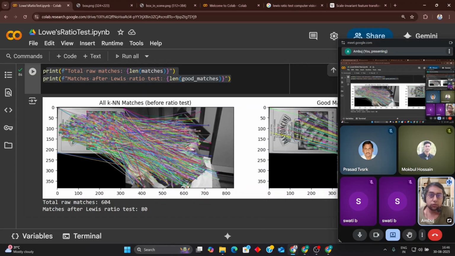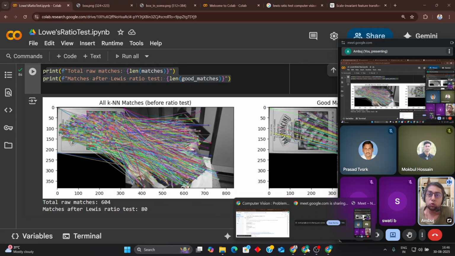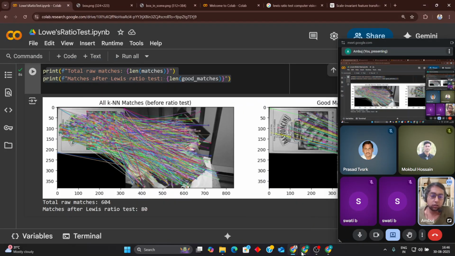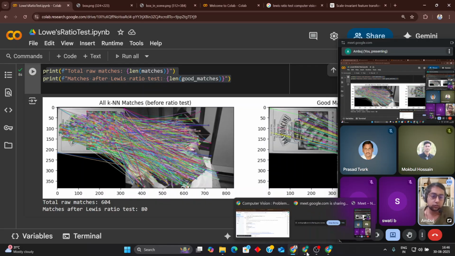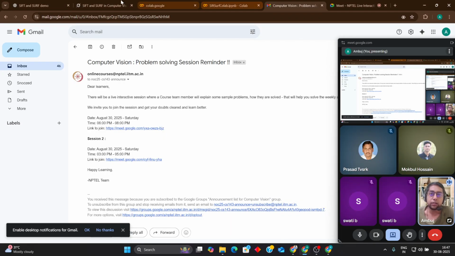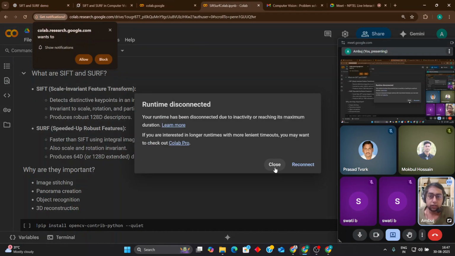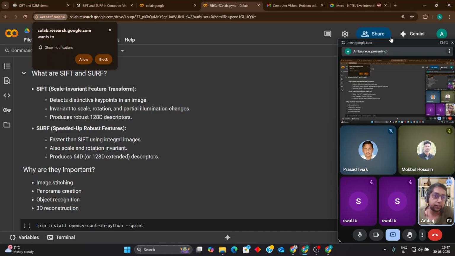Let me just move forward with another notebook which I have prepared. Where is it? Okay, it is here. Here also the runtime got disconnected.